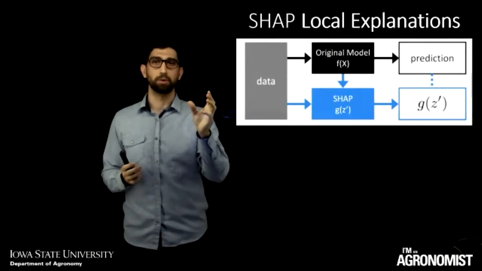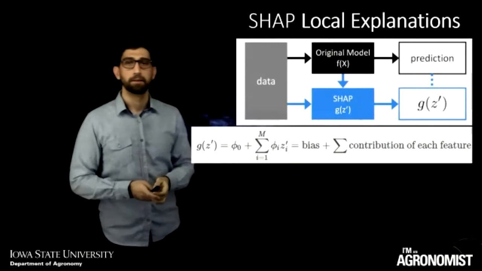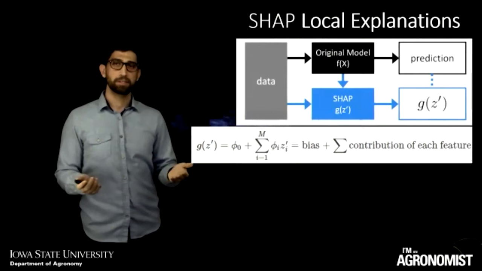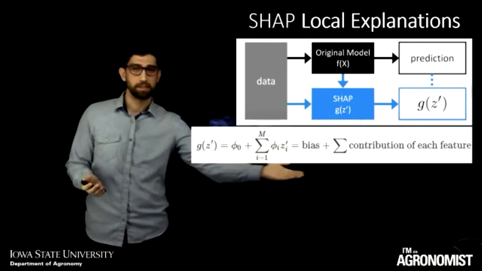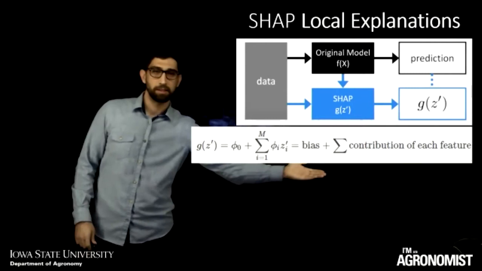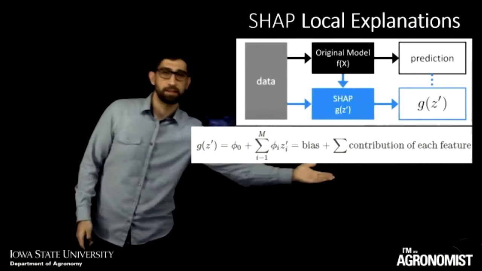Let me show you the equation for SHAP. This is the equation of SHAP. As you can see, it is very similar to the linear regression equation. So this is beta zero, the bias, basically. Here is phi i times z i, which is equivalent to beta one and x one, and it is the contribution of each feature.